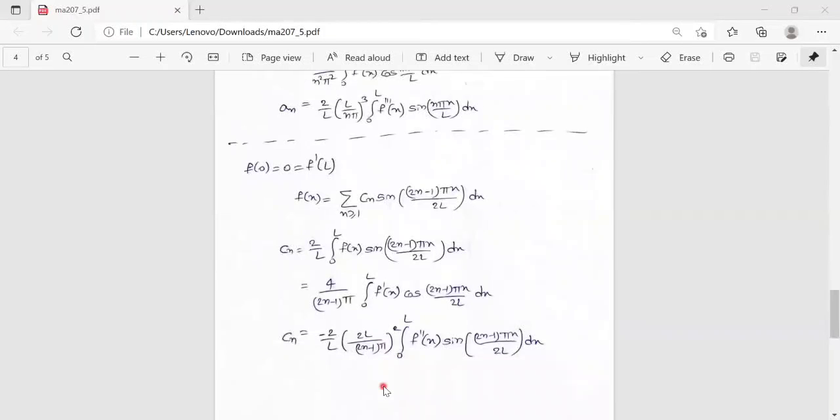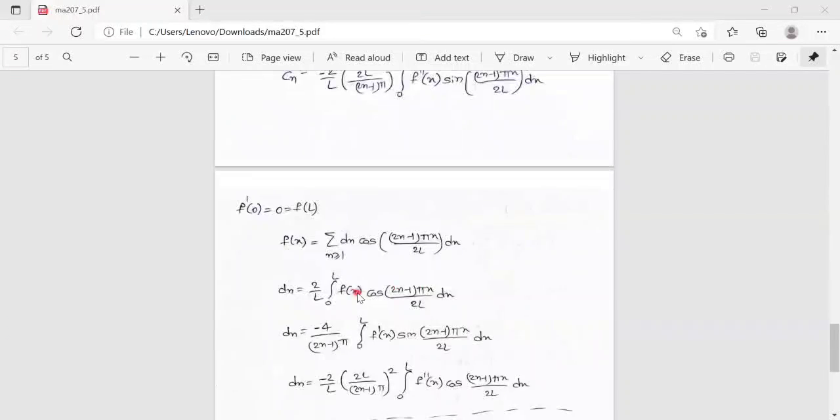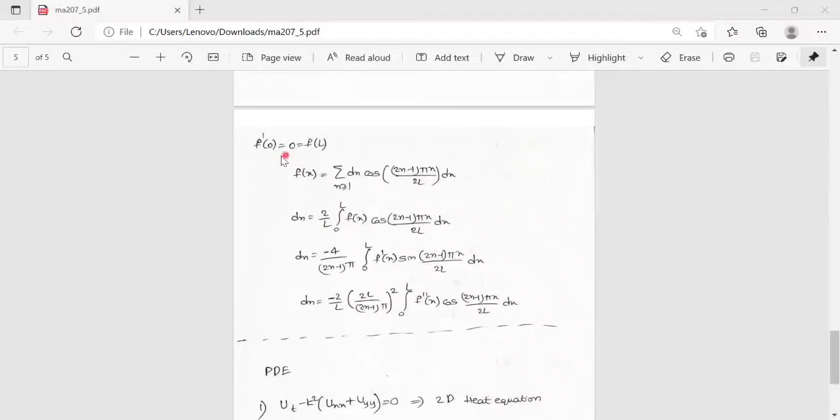For the third type of boundary conditions, where f of 0 is equal to 0 and f dash at L is equal to 0, we have these coefficients, and Cn can be found using this formula, and we can use the derivative transfer formula for this. For the fourth type of boundary conditions, similarly we can find dn.